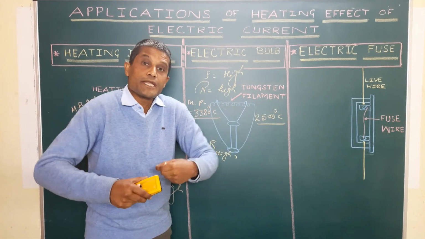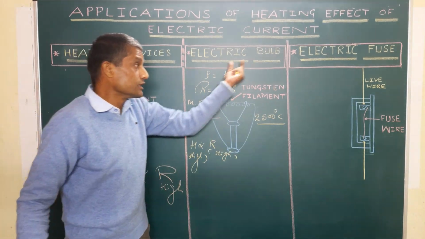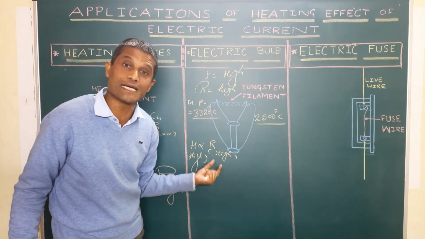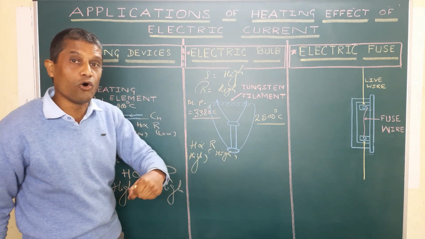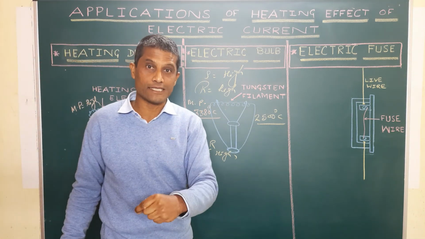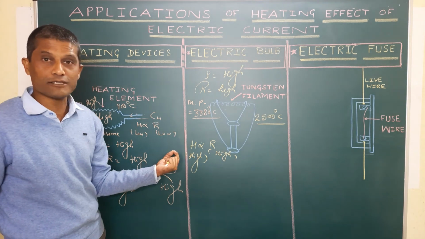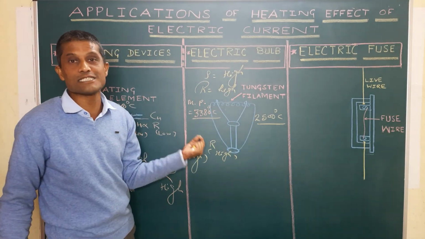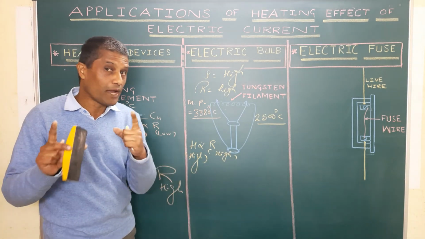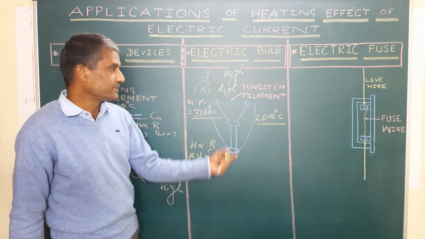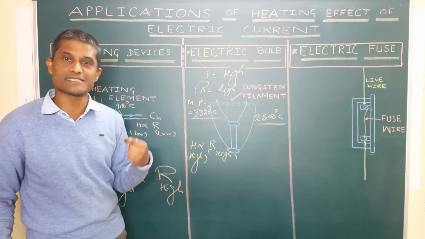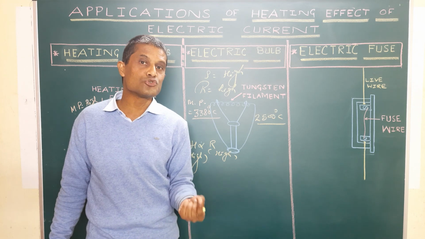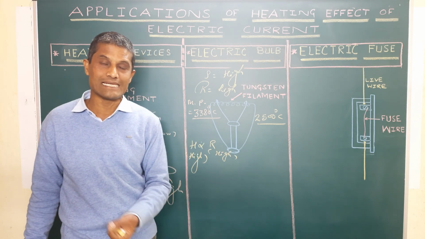It becomes white hot and gives light, and that's how the working of this tungsten filament or electric bulb is dependent upon the heating effect of electric current. That heating effect of electric current makes this bulb function. And one more point you keep in mind, this is what we are going to learn in a separate video: why do we choose tungsten as a filament in an electric bulb.